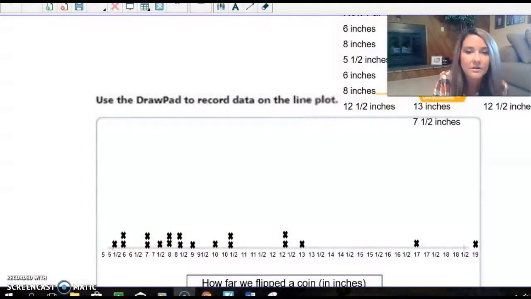Hey, my third grade mathematicians, did you do your line plot for how far a third grader can flip a coin? If not, pause the video and complete the line plot and watch the previous video again if you need some help, okay? All right, so I created a line plot so that we could discuss the data and see what we have learned.